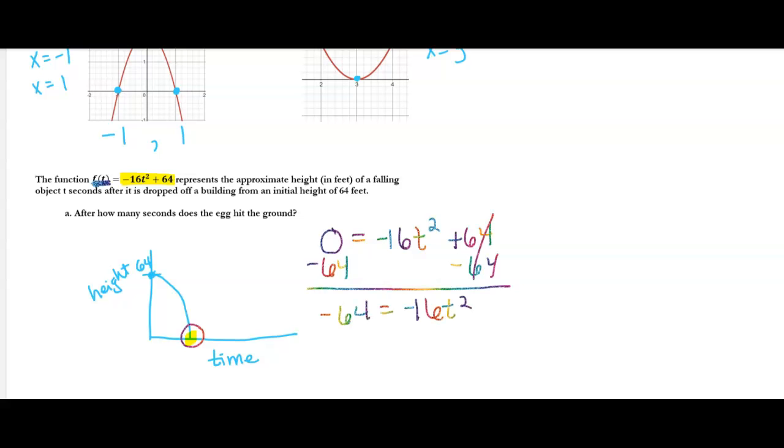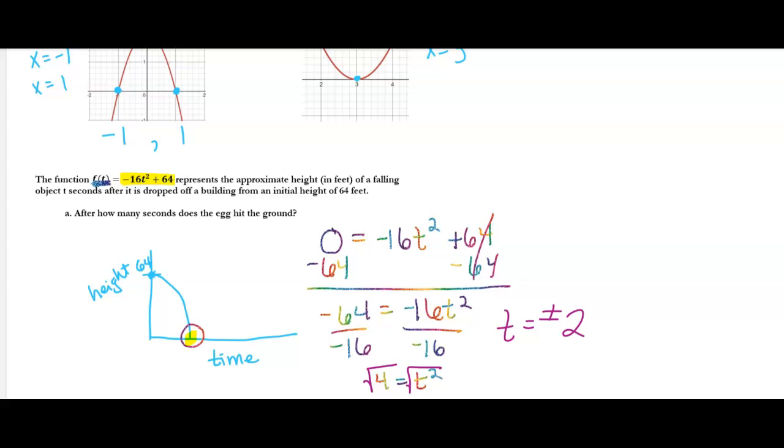Okay, so the 64s cross off. And now I'm going to divide by negative 16. And I'm going to get 4. Well, hopefully you remember how to get rid of a square root. Or I'm sorry, how to get rid of a square. I just gave you the answer. The opposite of squaring something is taking the square root. And when I take the square root, I should have 2 answers, because there's 2 answers that work. I have plus or minus 2.